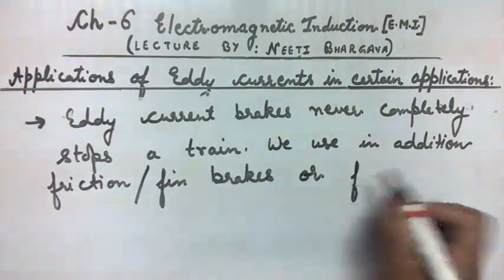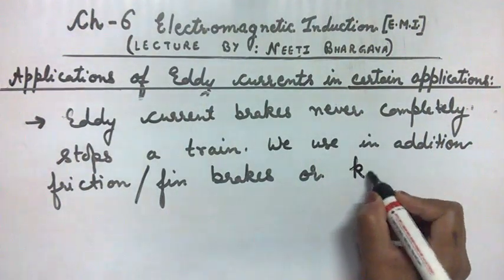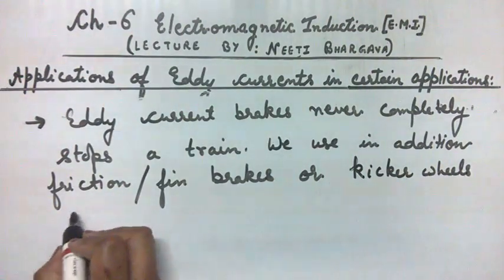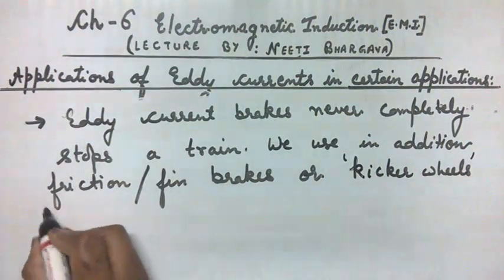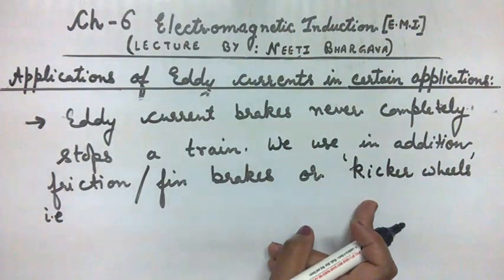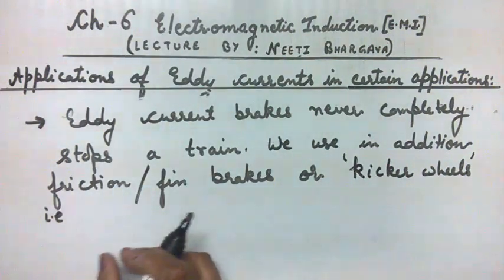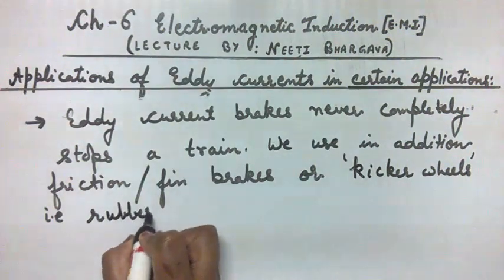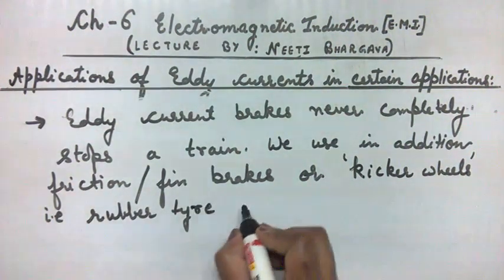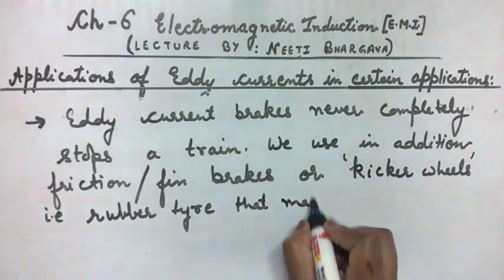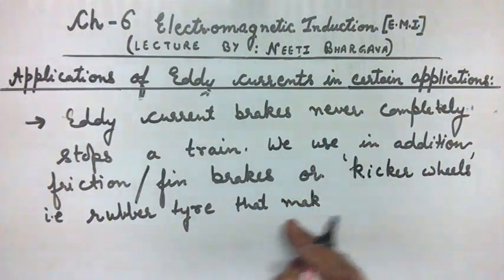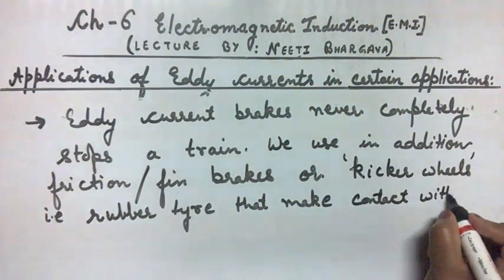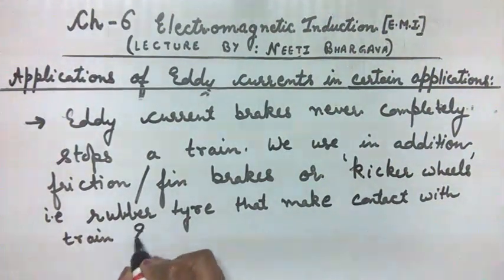Or kicker wheels. That is, these wheels are the ones in which we use rubber tires, which are in contact with the rail and stop it.